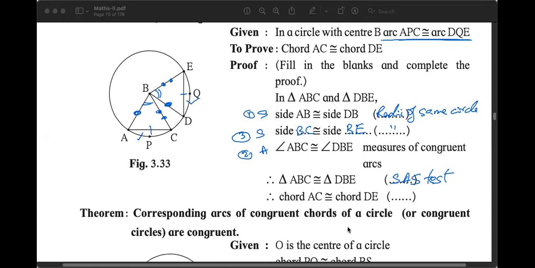SAS test. And because these two triangles are congruent, then the remaining side, which is AC and DE, they will also be congruent because of congruent sides of the corresponding sides of congruent triangles. CSCT. Proved. हो गया. हमको दिया था that arc APC and arc DQE are congruent. हमको prove करना था that the chords corresponding to them are congruent. हो गया proof. So we drew the chords, we drew the triangles using the radii. We used congruence of triangles to prove that the chords are congruent.